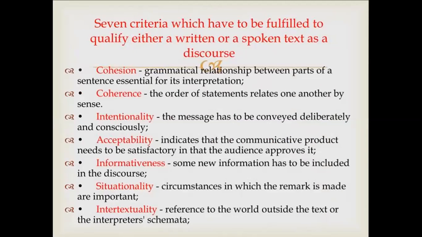We have 7 criteria which have to be fulfilled to qualify either a written or spoken text as a discourse. So these 7 criteria define what discourse is. Cohesion: the grammatical relationship between parts of a sentence, essential for its interpretation. Coherence: the order of statements relating to one another by sense.